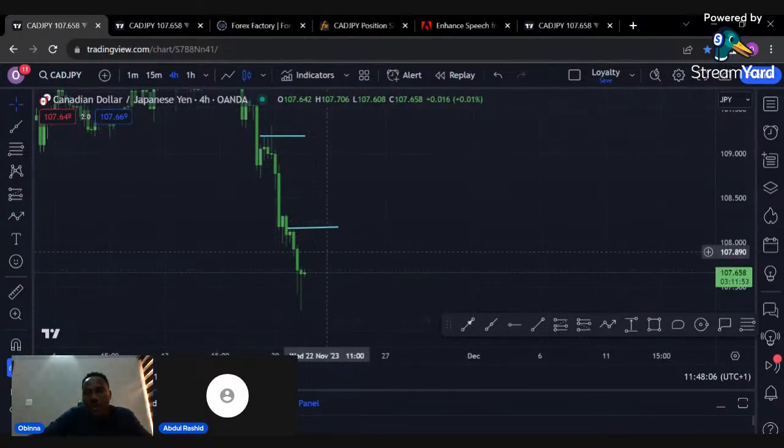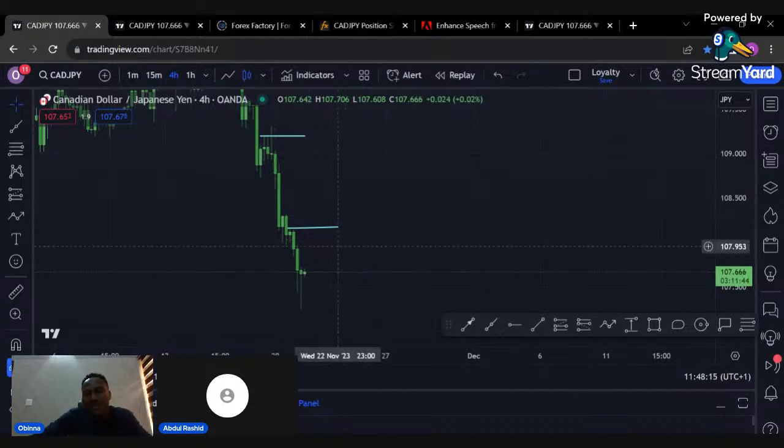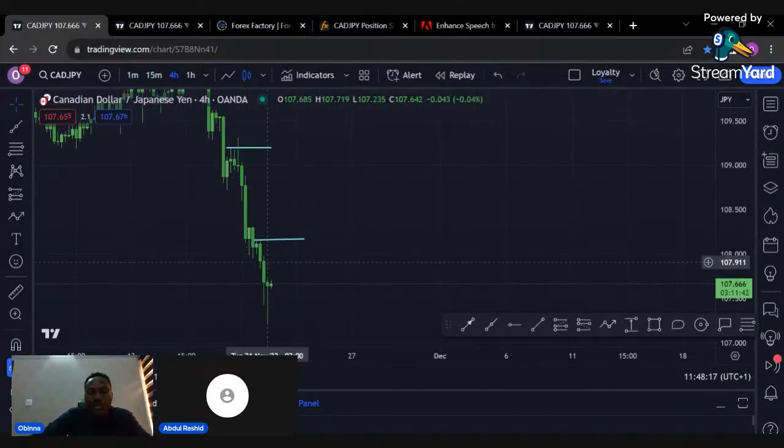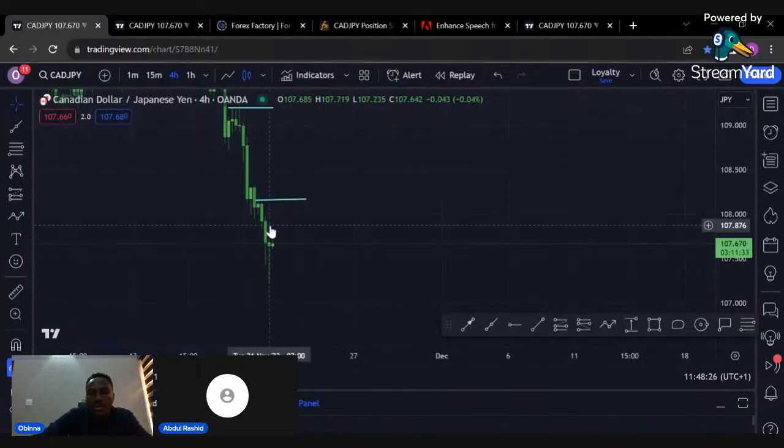So I use the 4 hours for the direction and I use the 15 minutes for entry. But if you are new to trading, it's best to use the higher time frame so that you are not easily manipulated by candlestick movement. So if the 4 hours is telling me that I should be selling, then I'm interested in going down to the 15 minutes and looking for sales.